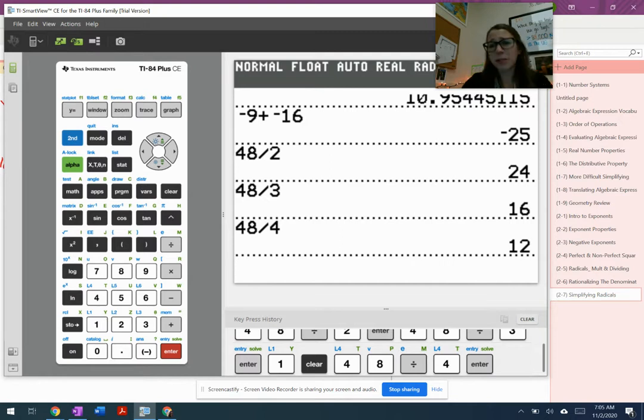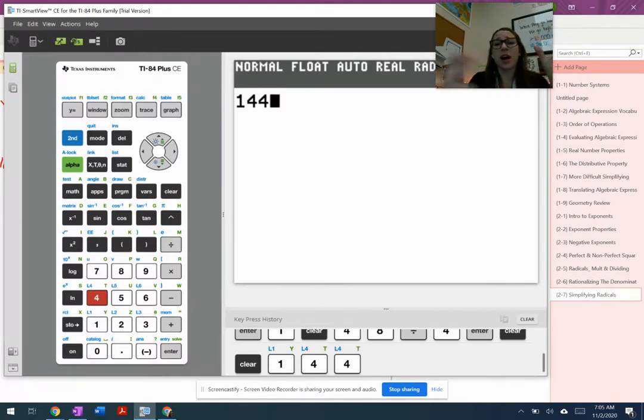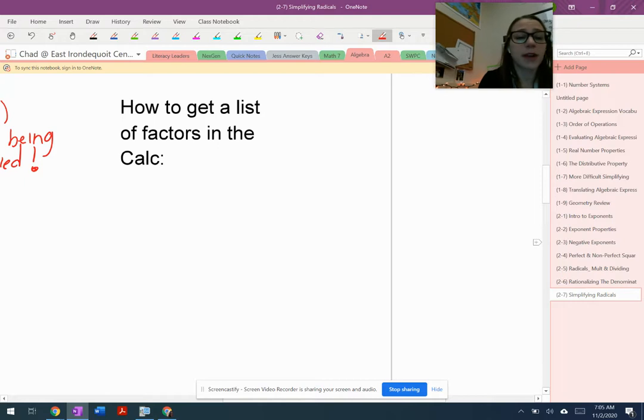And you can see how this can become a little bit time consuming, especially if, like, on one of your homework assignments, I think in the last lesson, I asked you to find the factors of 144. There's a lot of numbers that can go into 144, and that's going to take a lot of time with guessing and checking in the calculator. So what I'm going to show you here is going to save you a lot of time in that aspect.